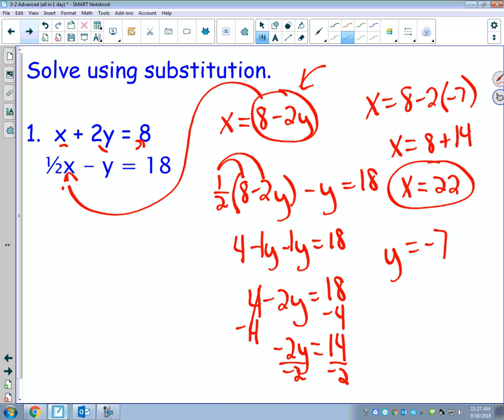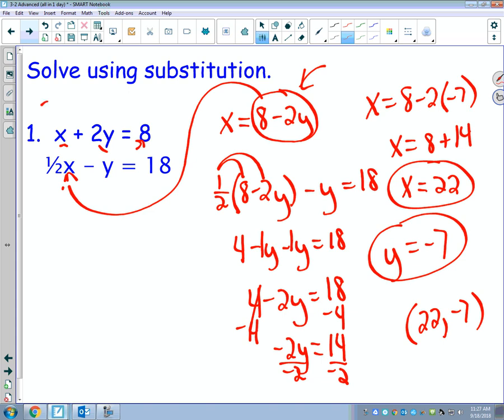So this is my answer, and you can circle it like this. You could also write it as the ordered pair of 22 comma negative 7. Either one of those is correct. If you really want to check your answer, you can plug it in and see if it works. So let's check really quick.